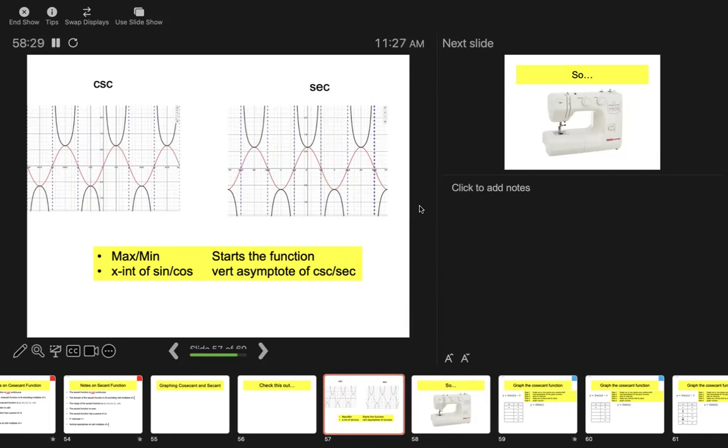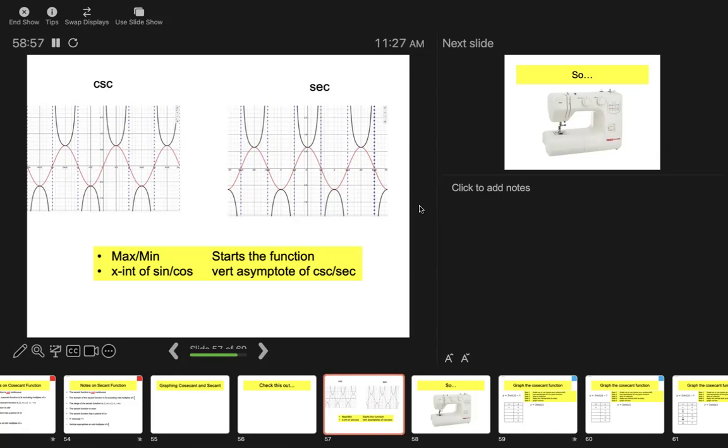I guess what I'm saying is, if you graph sine, which we already know how to do, and we have a cut down table for sine, then you can turn sine into cosecant really easy. So the technique is: if you have cosecant, graph sine, put vertical asymptotes where the x-intercepts are, put a dot at the mins and the max, and then draw a smiley face, frowny face, and you're done. That's going to be the technique.